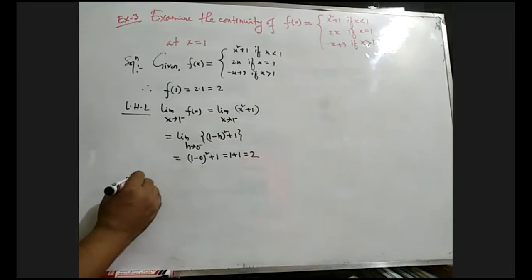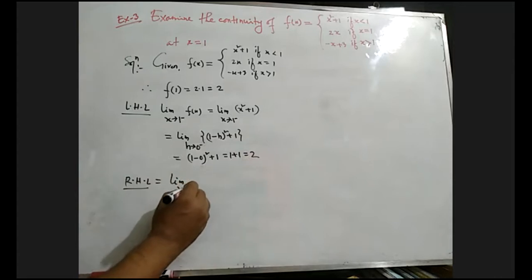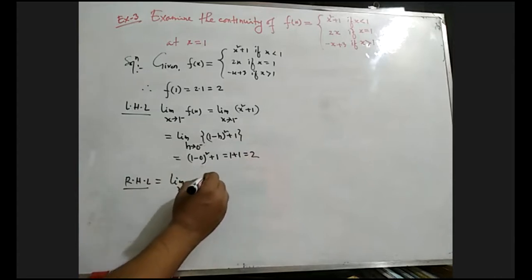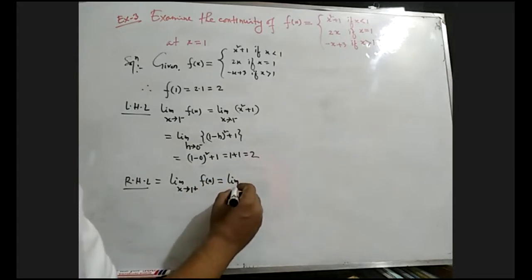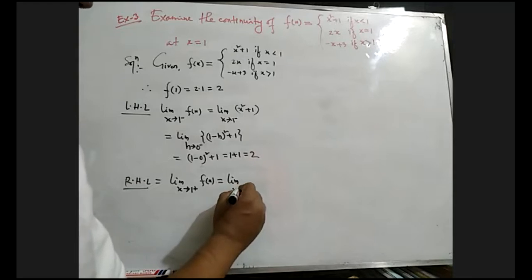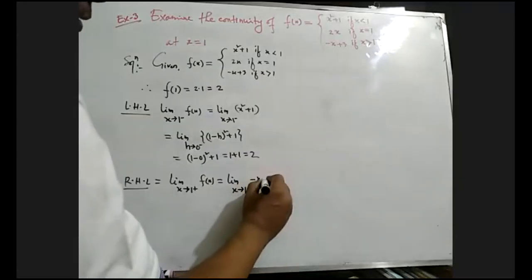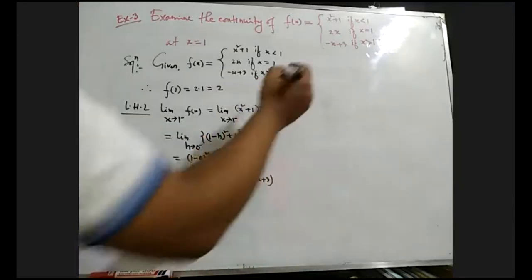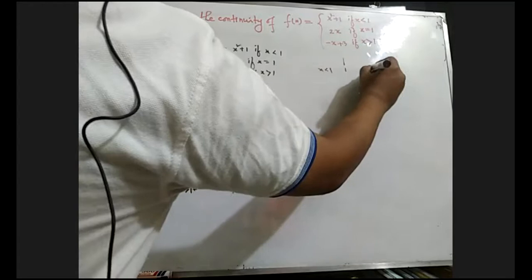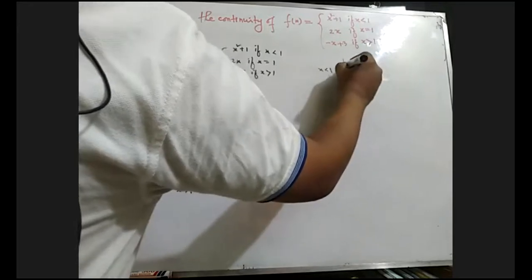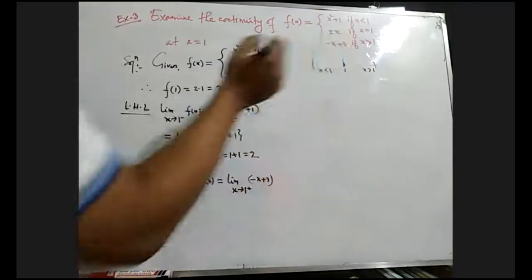Now, right hand limit, what will be? Right hand limit of f of x, in which part of this function, x greater than 1? In minus x plus 3. Okay, because we are finding limit at x equals to 1, this part will be x less than 1, and this part will be x greater than 1. So this is the left hand limit and this is the right hand limit.